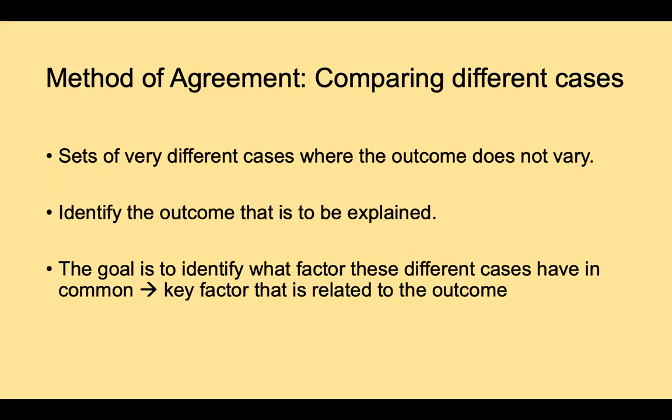And the steps involved here are as follows. First, we identify the outcome that is to be explained, and then we pick out the factor that these different cases have in common, and then we attribute the shared outcome to that common factor. Now, this is a process in identifying what unifies different cases. What is it that's unifying those cases and that might account for their similar shared outcome?